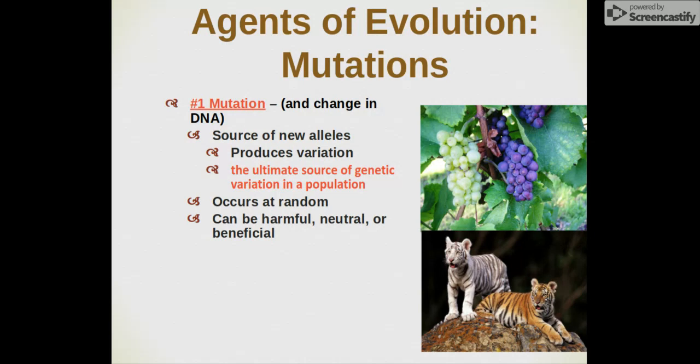So our first one here is mutation, changes in DNA. This is the ultimate source of all genetic variation in a population. So differences between organisms pop up because of mutations. Something happens to the DNA and it's not enough to be fatal. It causes a difference in genes, which can cause difference in proteins that are built and so on, and causes some variation to happen.